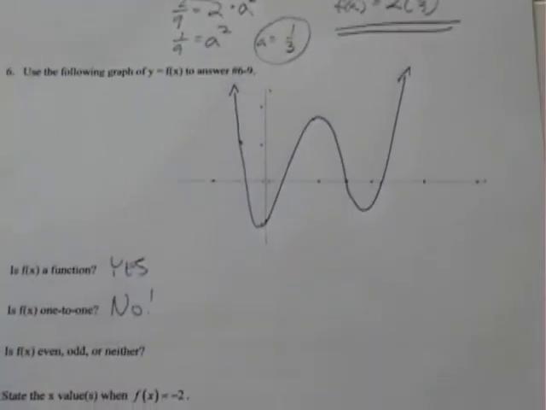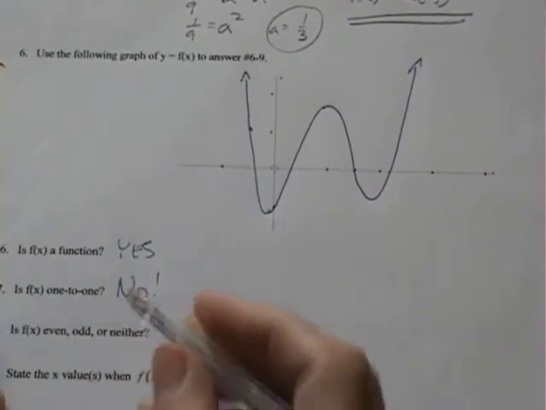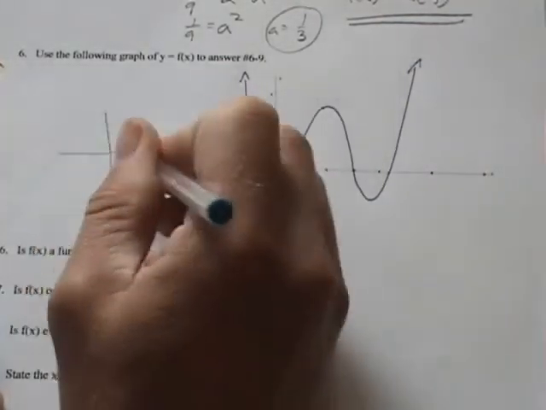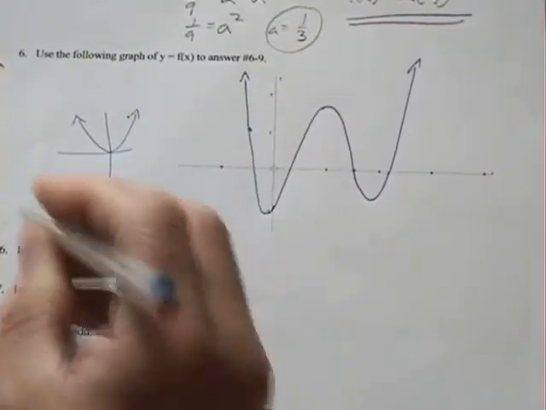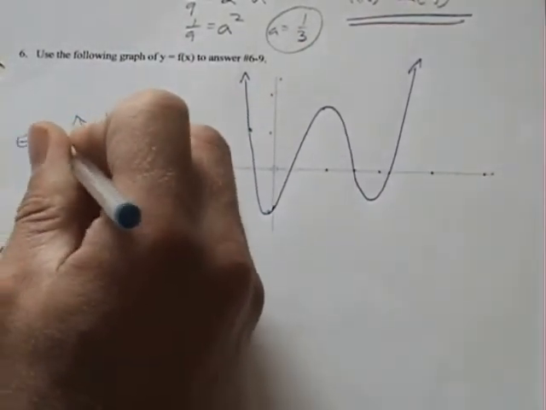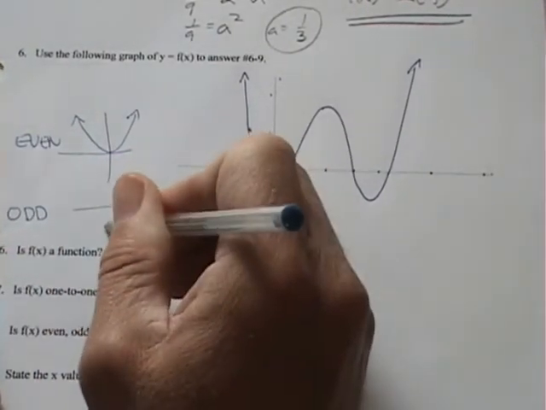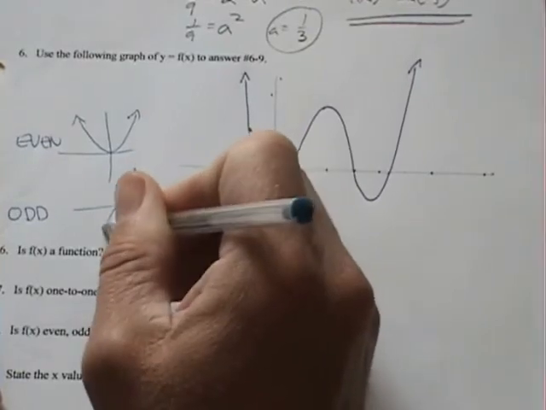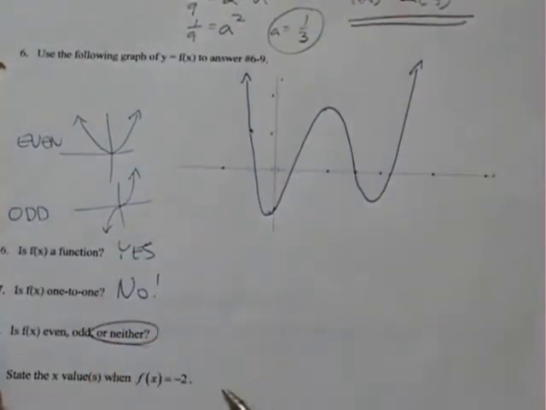And is it an even or an odd or a neither function? Well, even functions are ones that are symmetrical about the y-axis. Okay. Odd functions are ones that are symmetrical about the origin, so think cubic. Okay. And this appears to be neither then, so I'll circle that.